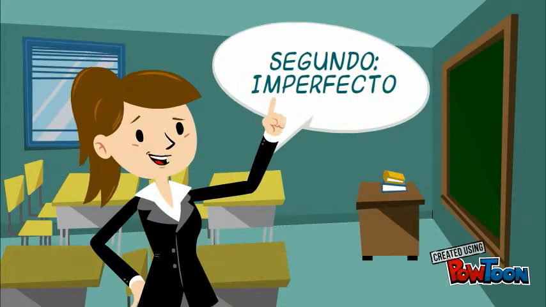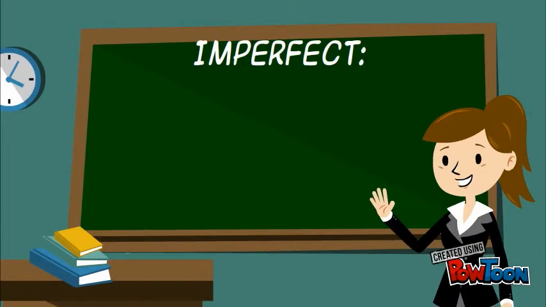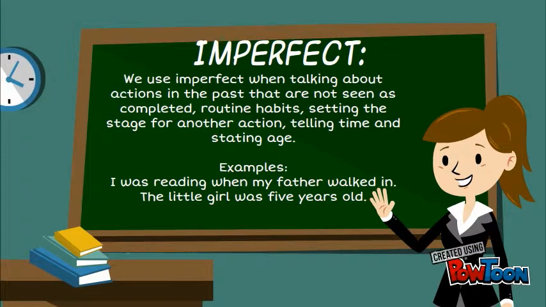Next, we will talk about past imperfect tense. We use imperfect tense for talking about actions in the past that are not seen as completed, routine habits, setting the stage for another action, telling time, and stating age. Some examples of imperfect tense are I was reading when my father walked in, and the little girl was 5 years old.